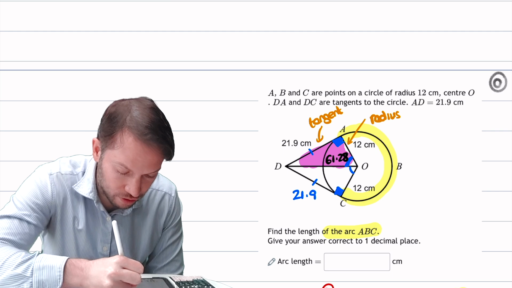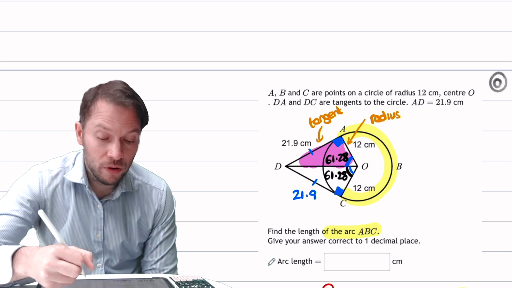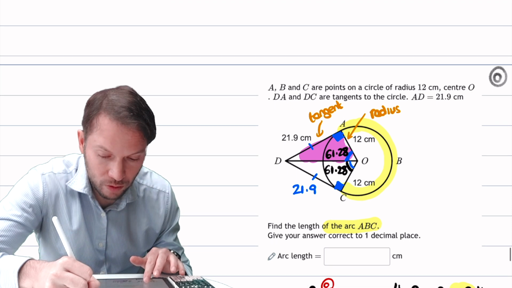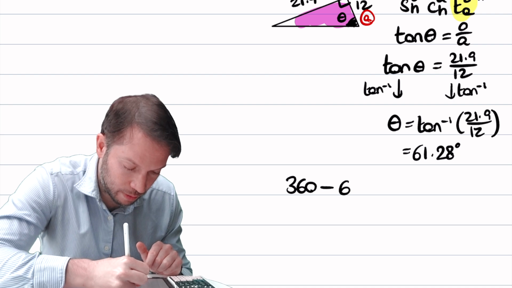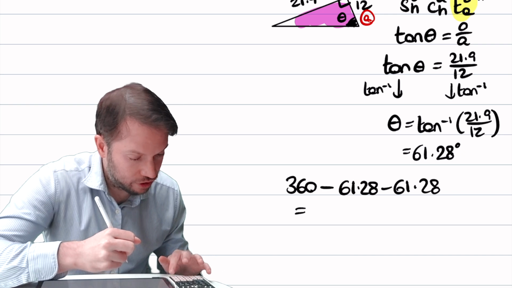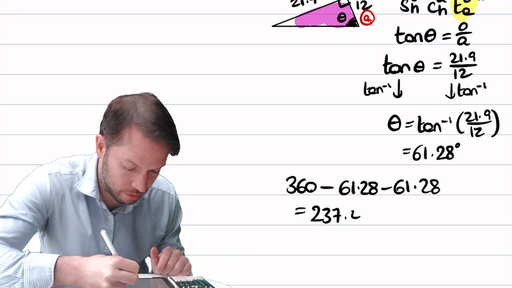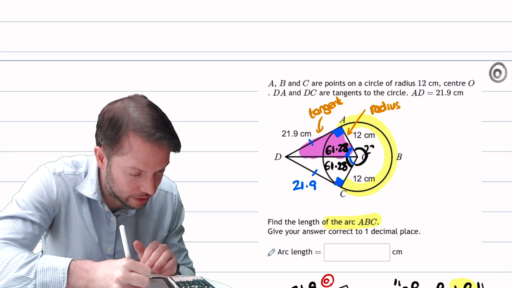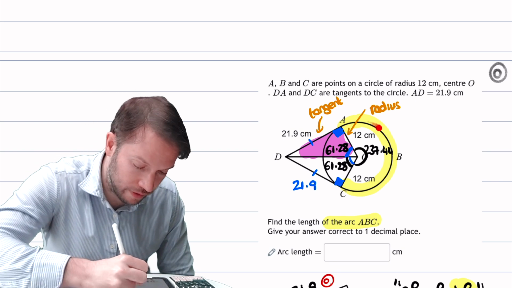Now, as we said, this triangle below is the same, so we get 61.28. And now, because we know the total angle around this point O is 360 degrees, we can just do 360 minus the 61.28 and minus another 61.28. There's two lots of it. And that gives you 237.44 degrees. So this angle here is 237.44 degrees.